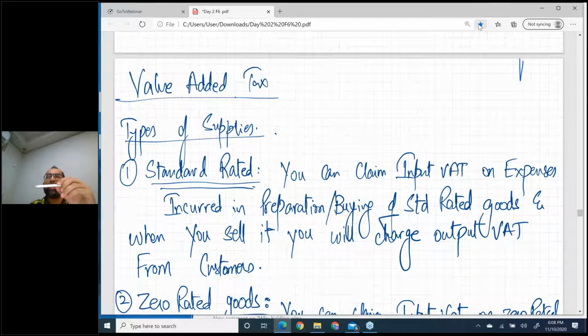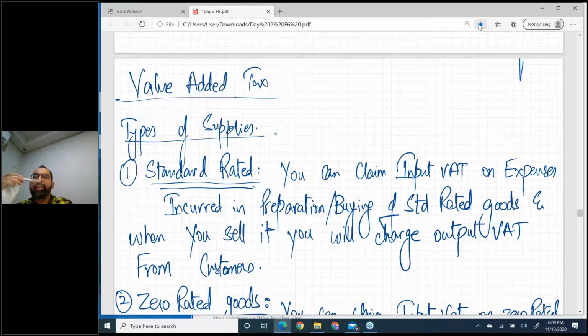Listen. Let us say the government marked this pen as a standard rated good. Now if you incur any expenses or buy inventory to make this standard rated good, and you pay any VAT in making it, you can easily claim input VAT.